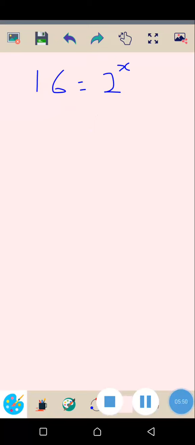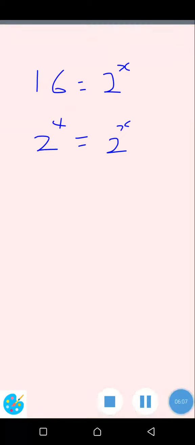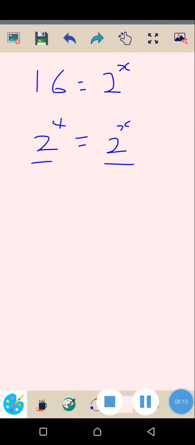we have it as 2 raised to power 4. 2 raised to power 4 is what? 16. So we then simplify further and write 2 raised to power 4 equals 2 raised to power x. Now take a look at this. We have the same base on the left hand side and the same base on the right hand side. So when the bases are equal, you equate the power. When the powers are the same, you equate the base. So we then need to equate the power.